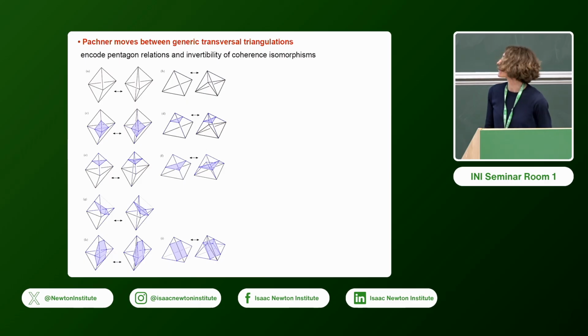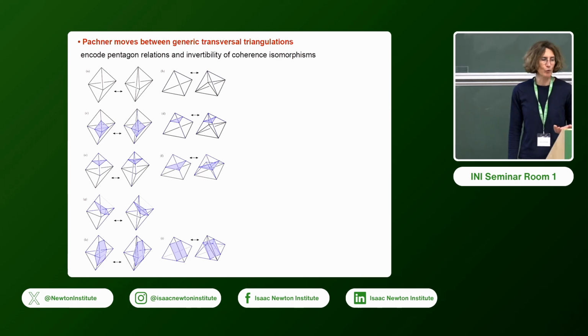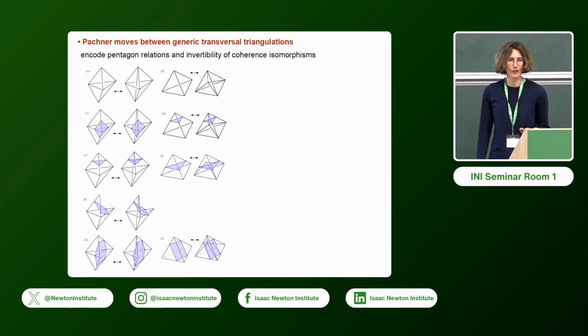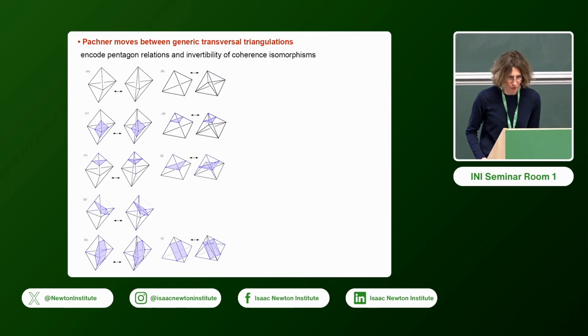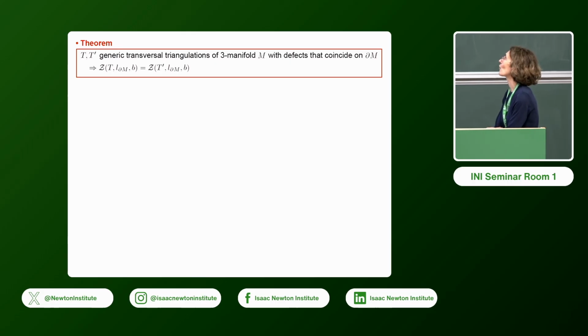So here, one has invariance under Pachner moves, as long as the associated triangulations are transversal and generic. However, this doesn't always happen. You can also do a Pachner move and later the triangulation is not transversal and generic. Then you have to do some more work. And indeed, one can show that for any 2 generic transversal triangulations of a 3-manifold with defects, such that the triangulations coincide on the boundary, the state sums agree.